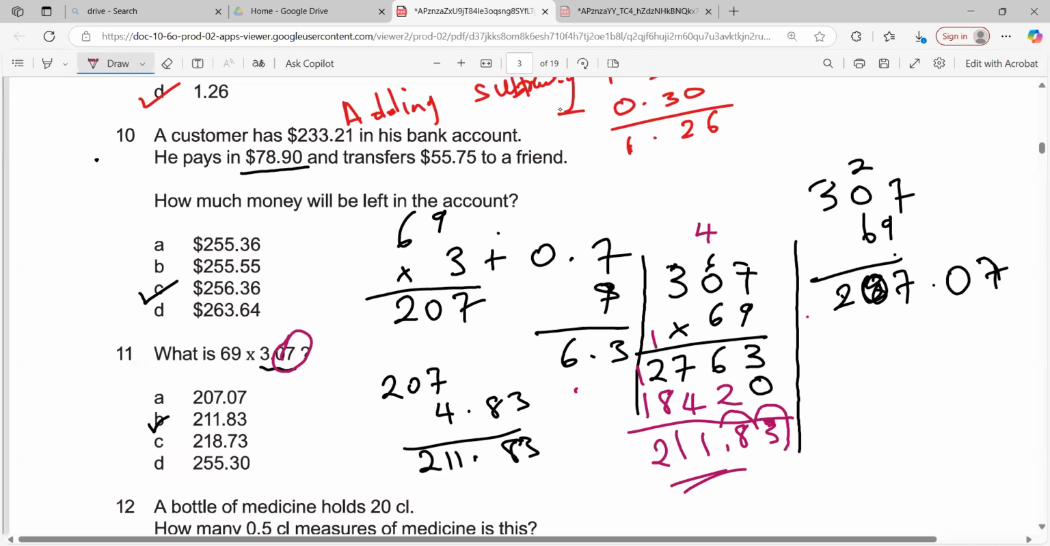So that kind of throws it out. So the 207 would not be the correct answer. But I agree that it would have been this one. All right.